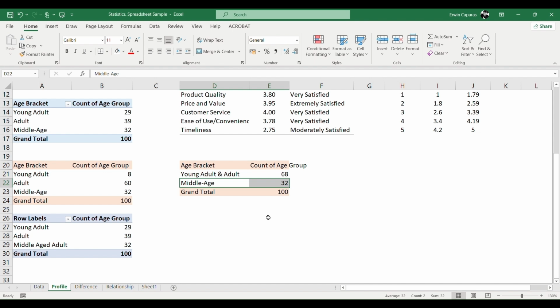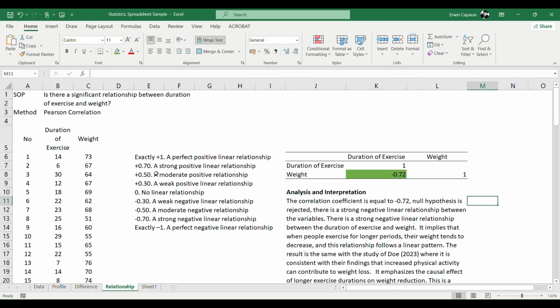Okay. So again, if there are a number of responses that are lower than 10, you will have to visit me and consult with me on how we could merge the data for the purpose of inferential statistics. What if our statement of the problem calls for the determination of a significant relationship between variables? Say, for example, in this case, we would like to determine if there is a significant relationship between the duration of exercise and weight.